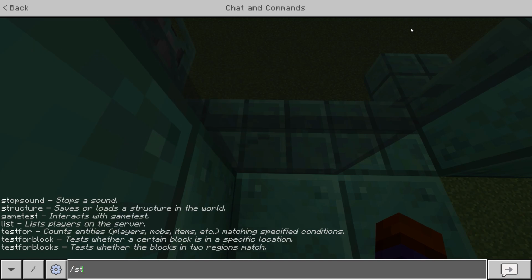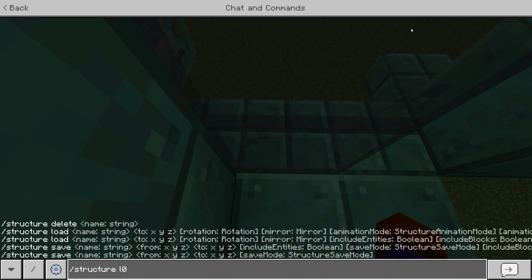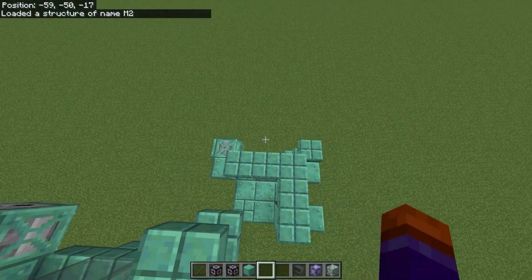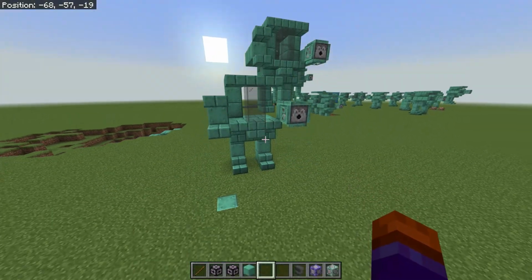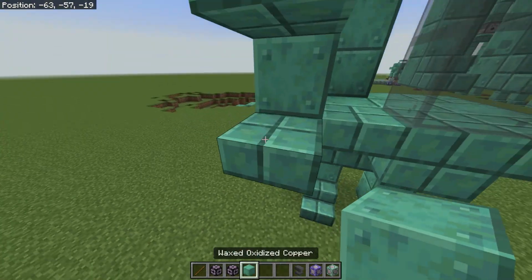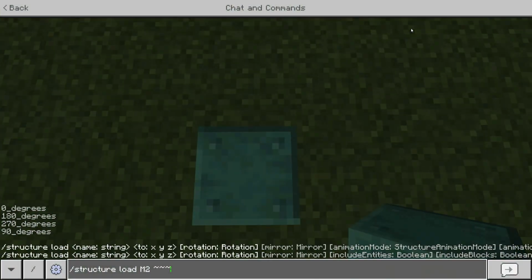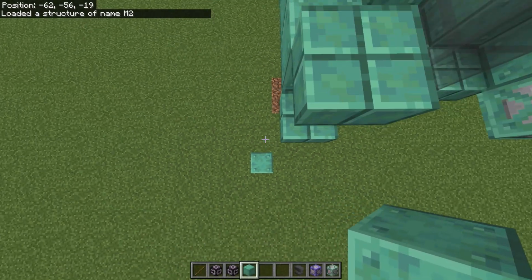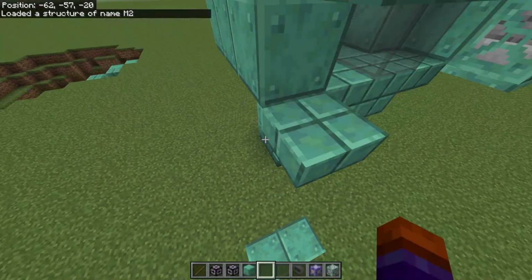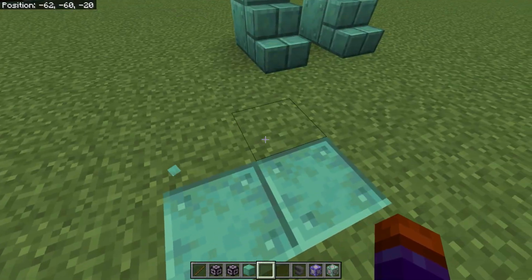Slash structure load M2. So yeah, it will just make it floating in the air. But if you load it right, let's see, am I lined up? I believe right here. I might have messed this up. No, okay, I did. So I think it's right here. If you load it right there, it will load there every time.